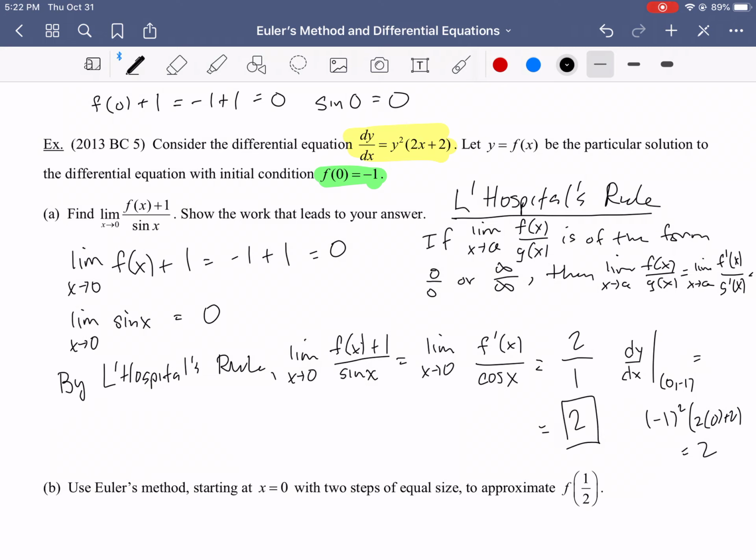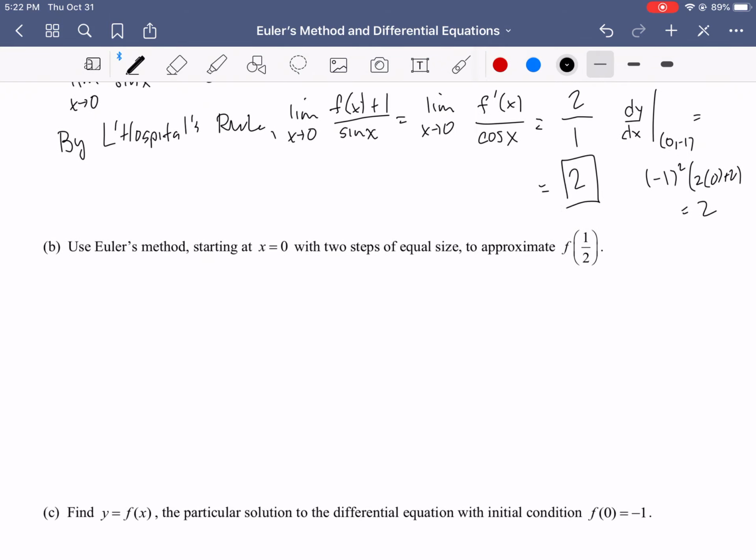Okay, so L'Hopital's rule: if the limit is of the form 0 over 0 or infinity over infinity, then we can say that the original limit is equal to the limit as x approaches a of the derivative of the numerator divided by the derivative of the denominator. And we will do this a lot more as we go on throughout the year.